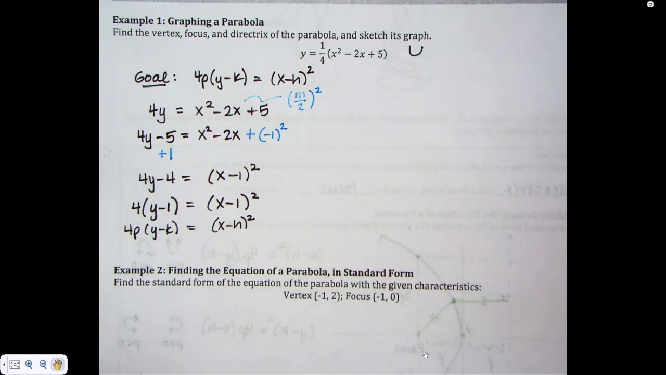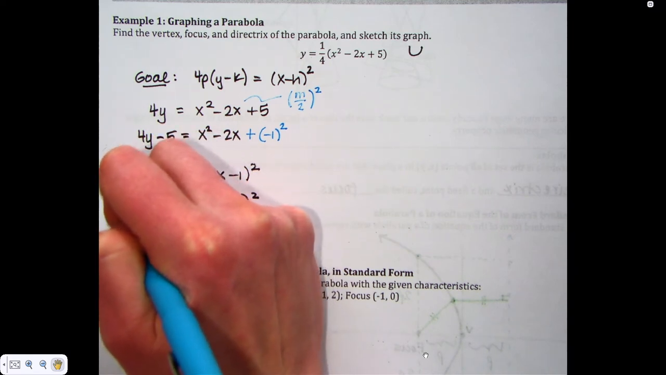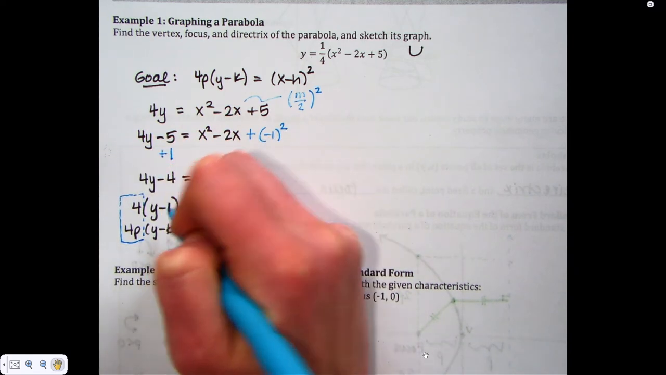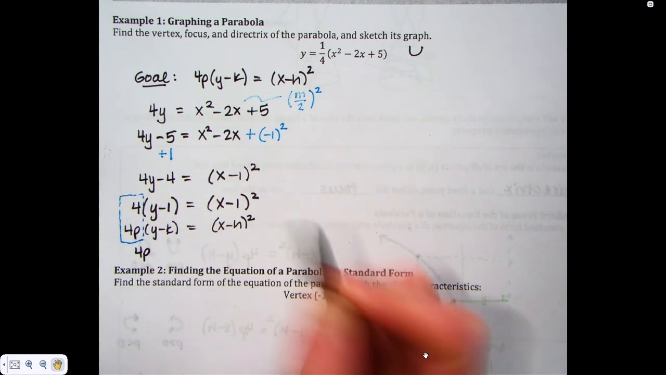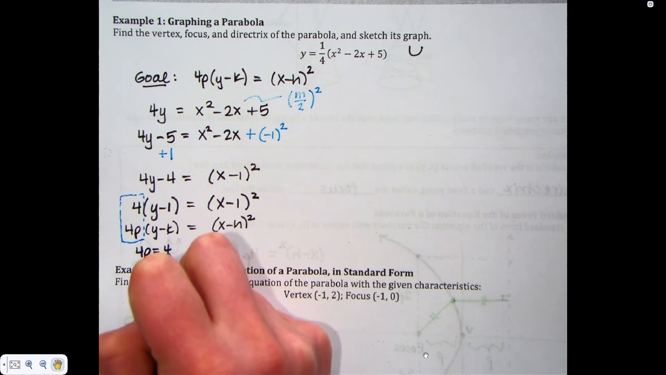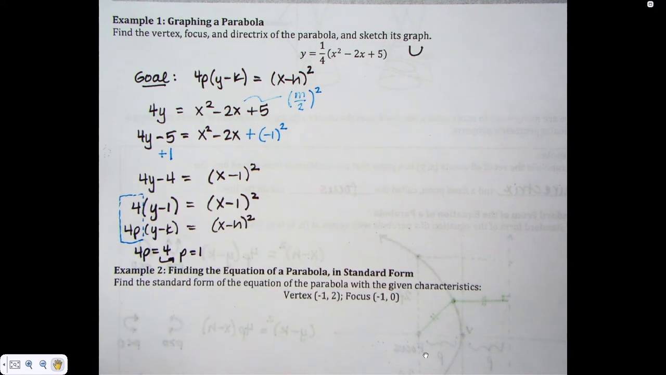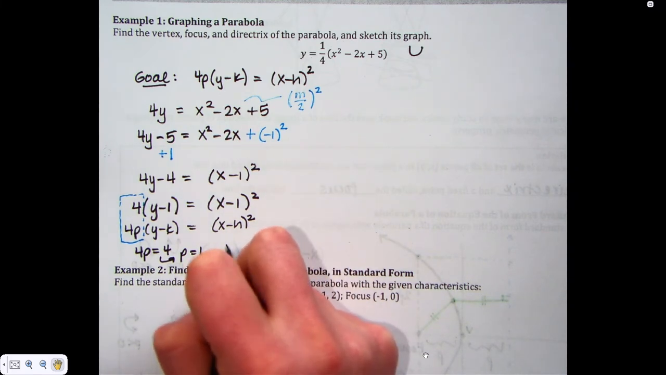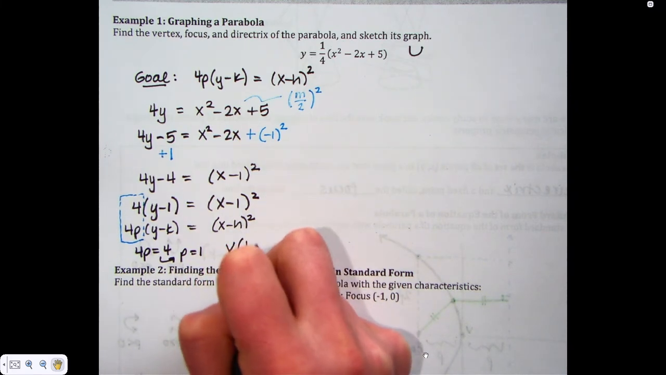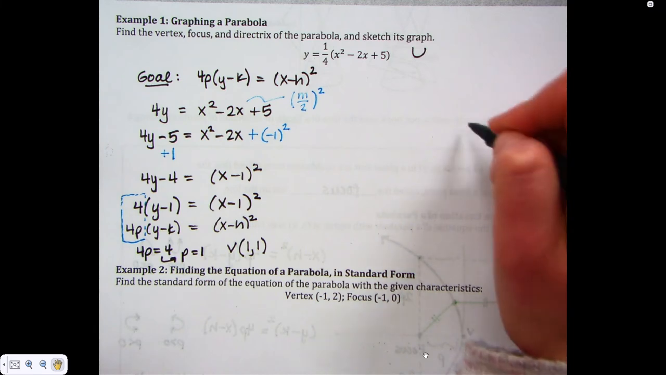Think about if we have these two things aligned, what can we do from our equation? I can see that 4p should be equal to 4, or p equal to 1. And I can also read off my h and my k, x comma y. That vertex would be at 1, 1. And that's going to give me what I need to figure out a nice picture here.